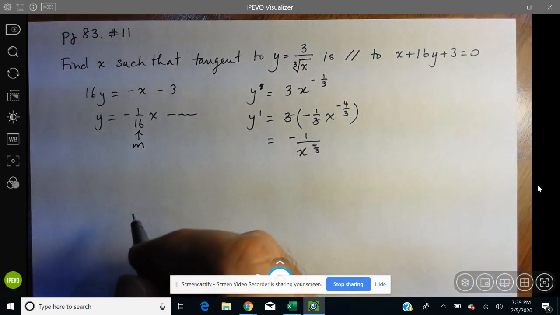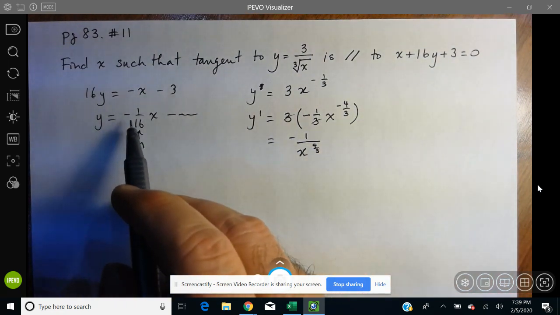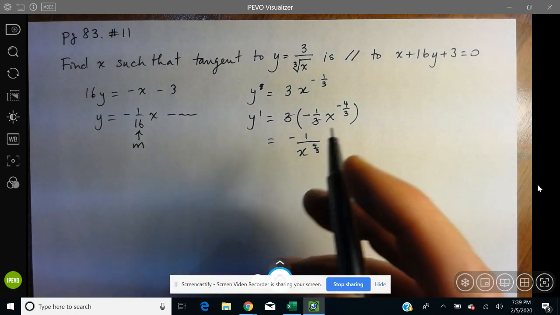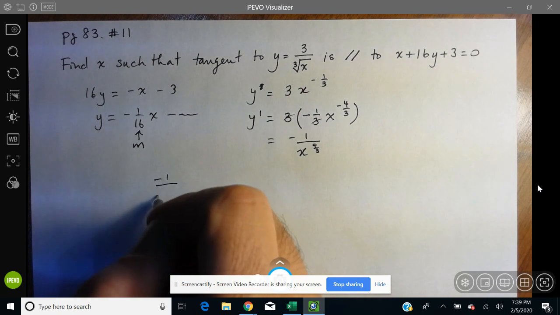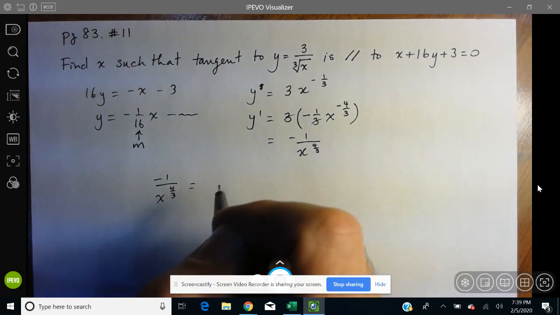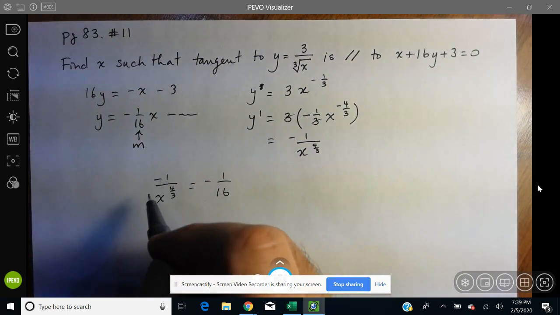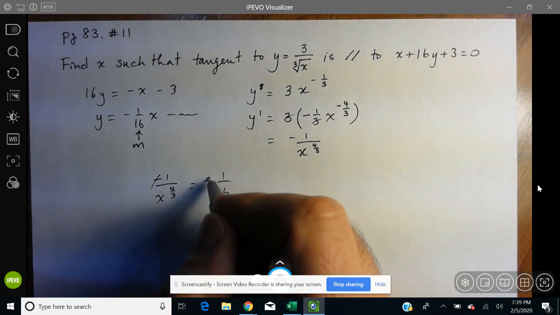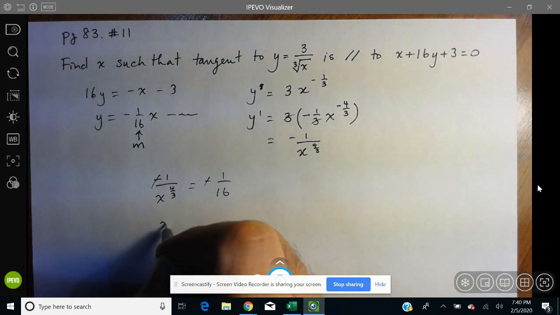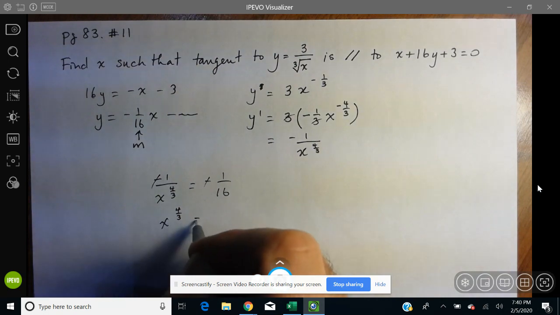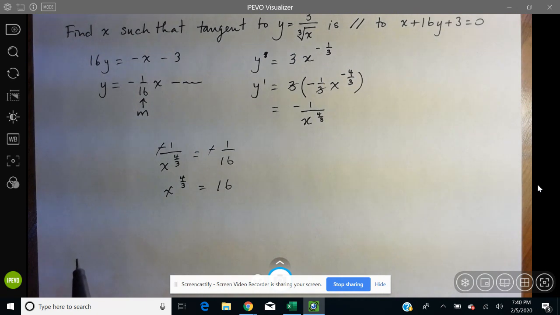All right, so now I need to determine which x values are going to give me a slope of negative 1 over 16, so I'm just going to equate these two. That means that negative 1 over x to the 4 over 3 has to be equal to negative 1 over 16. This is a fairly easy equation to solve because I can divide both sides by negative 1 and the negatives disappear. And now I'm just going to do a little cross multiplying. So I have x to the 4/3 is equal to 16, or take the reciprocal of both sides. We'll achieve the same result.